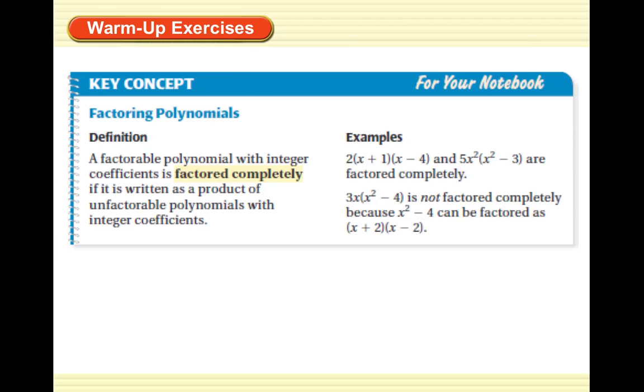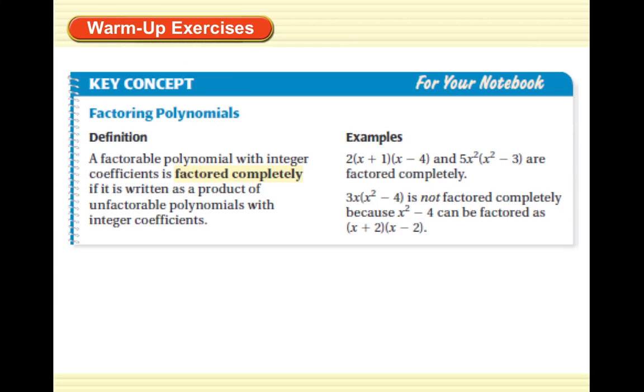First thing we need to understand is, what does the definition factored completely mean? So, according to your textbook, a factorable polynomial with an integer coefficient is factored completely if it is written as a product of unfactorable polynomials with integer coefficients. So a lot of that is going to be more easily understood when we can see them as examples. So there's a couple of examples there. So take a look and see.